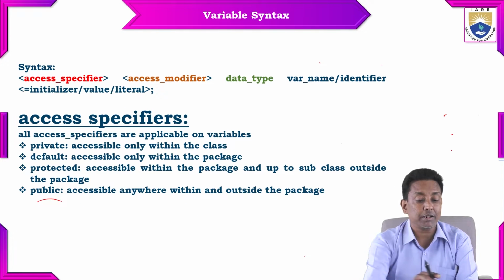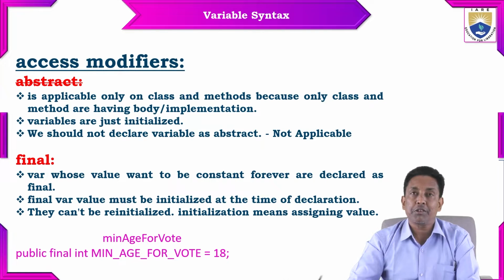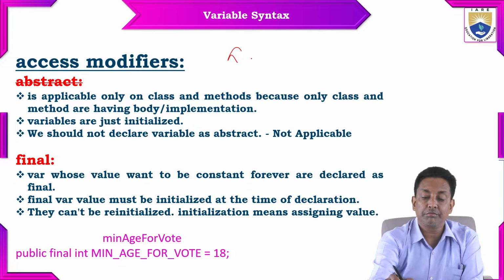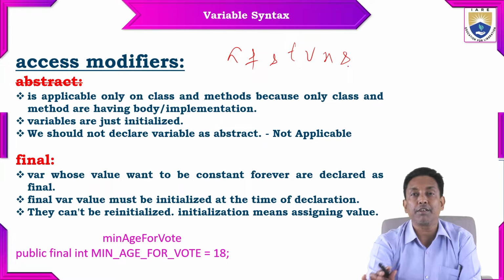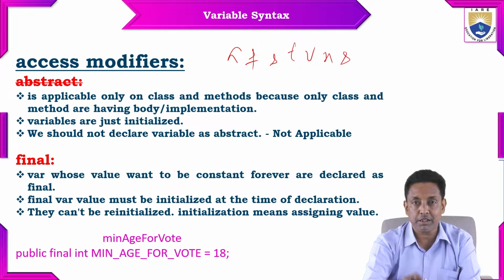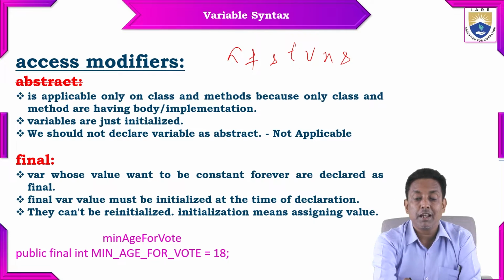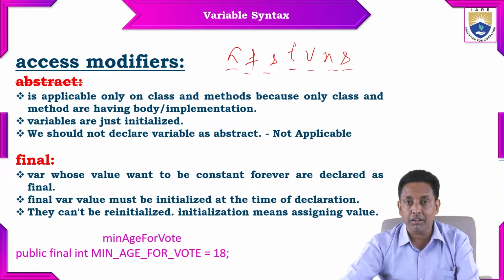Coming to access modifiers, how many access modifiers are we having? We have abstract, final, static, transient, volatile, native, synchronized. Altogether how many? 1, 2, 3, 4, 5, 6, 7. 4 specifiers, 7 modifiers. The 4 specifiers are private, default, protected, public. Modifiers: abstract, final, static, transient, volatile, native, synchronized. Out of these 7 modifiers, which modifiers can we apply on a variable?